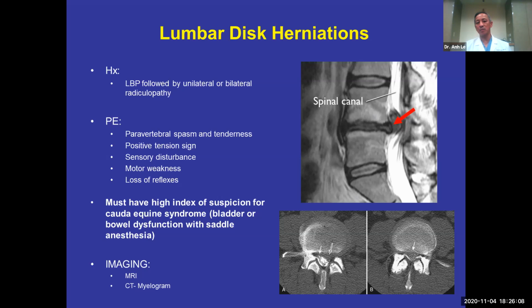Occasionally, some of the patients may present with sensory disturbance or motor weakness. And if you herniate at the right level, then you can have loss of reflexes. So if you herniate at L5-S1, you will affect the S1 nerve root and therefore cause loss of Achilles reflex.